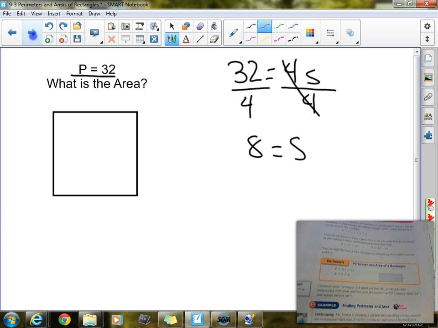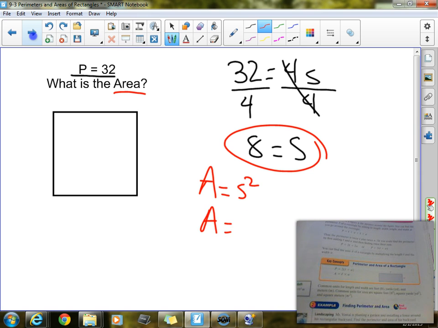Now, I can use this information right here to solve for the area. Remember, area equals side squared. So area equals 8 squared, so the area is going to equal 64. So it is as simple as that. I use my knowledge of perimeter to solve for the area.